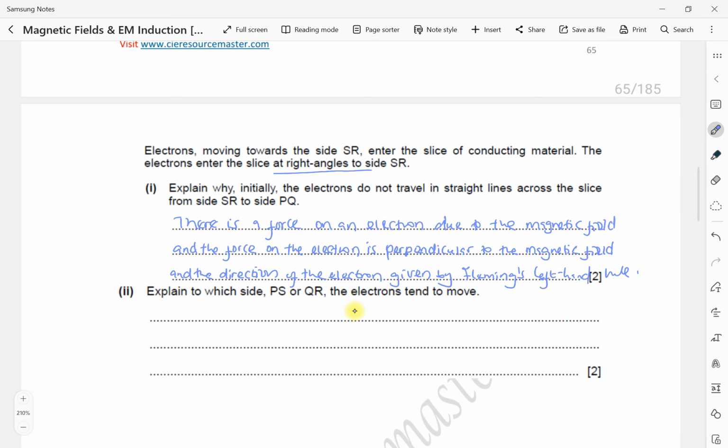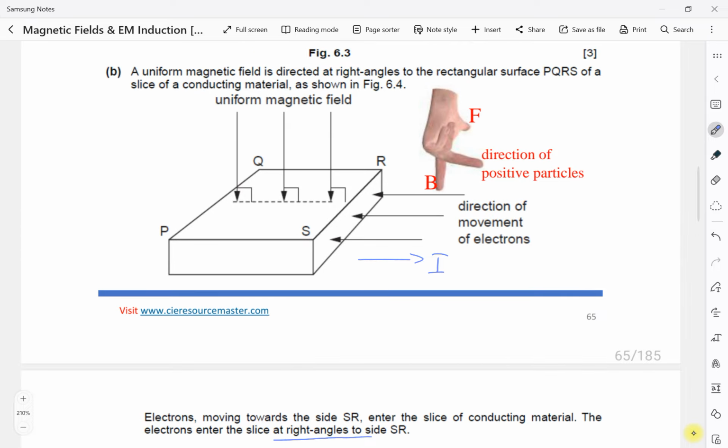Explain to which side PS or QR the electrons tend to move. So do the electrons tend to move towards PS or QR? Let's look here. Note that when using Fleming's left-hand rule, the second finger must point in the direction of the positive particle, the direction of the current. So when using it for electrons, or negatively charged particles, we reverse the second finger in Fleming's left-hand rule.